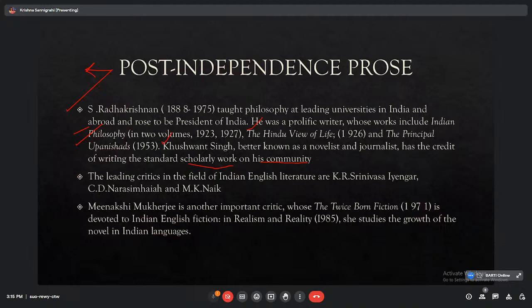Now, the leading critics in the field of Indian English literature are K.R.S. Srinivasa Iyengar, C.D. Narasimhaiah, and M.K. Naik. Then Meenakshi Mukherjee is another important critic, whose The Twice Born Fiction is devoted to Indian English fiction in realism and reality. She studies the growth of the novel in Indian languages. So when you are doing research, publishing it, and writing it in prose as factual data, it becomes a part of non-fiction.